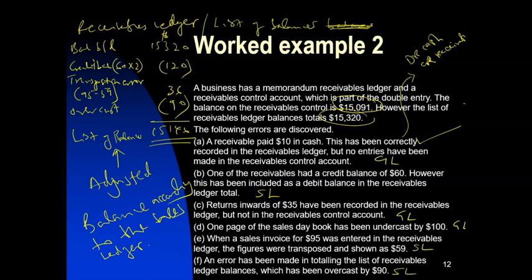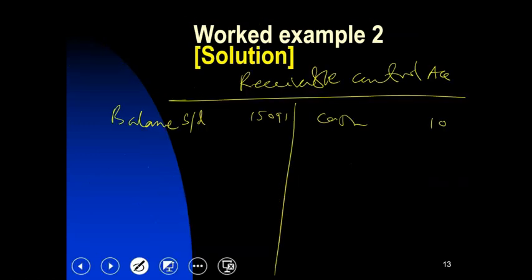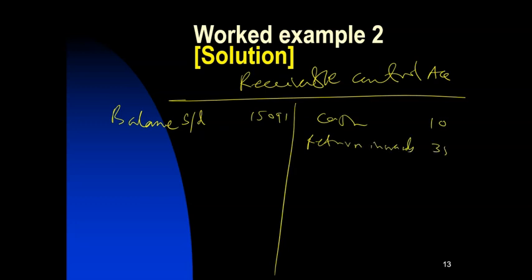Then let us go to C. There is an item here. C. Returns inwards of $35 have been recorded in the receivables ledger, but not in the receivables control account. Returns inwards reduce our receivables, so we also have to record them here. Returns inwards, 35.